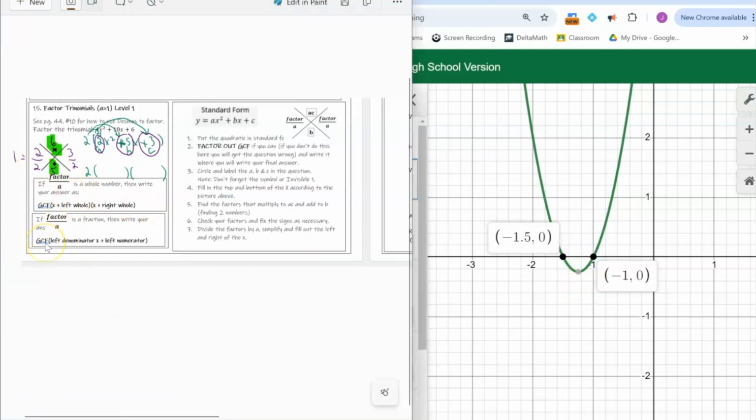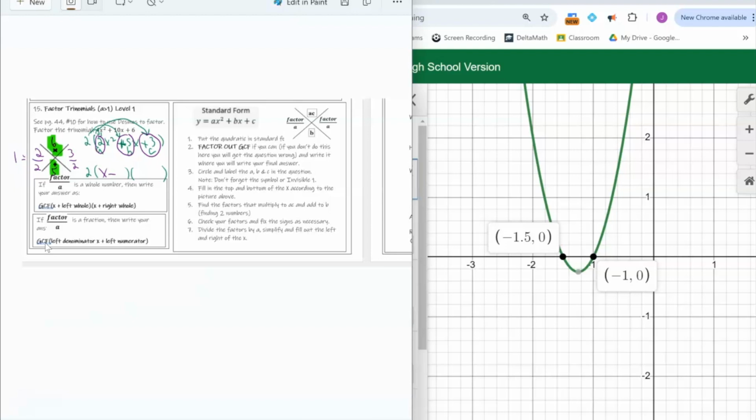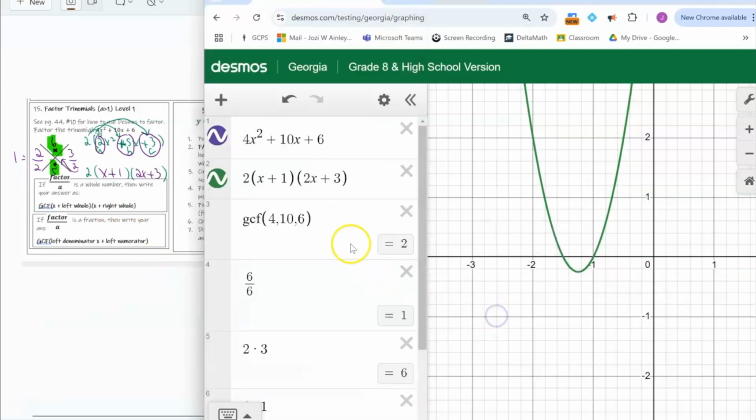So my factors are going to be x plus 1. And we already know that this needs to come to the front because it's a fraction, and this is 2x plus 3. And if you notice, that's the exact same thing we did with the calculator. So if the factor is a whole number, just write your answer as GCF, x plus left, and then x plus right. If it's a fraction, then you need to remember to put your left denominator in front of the x, and then your numerator as what is left.